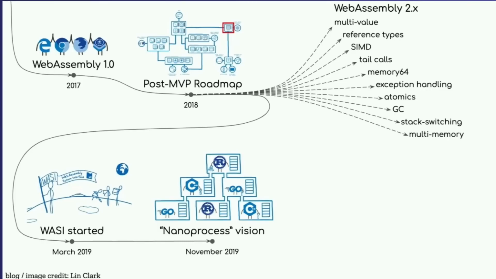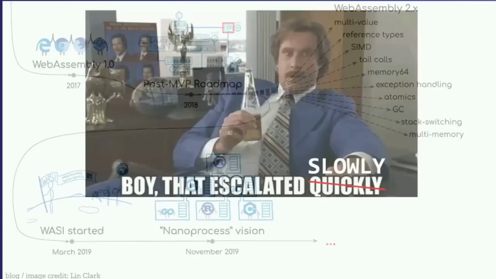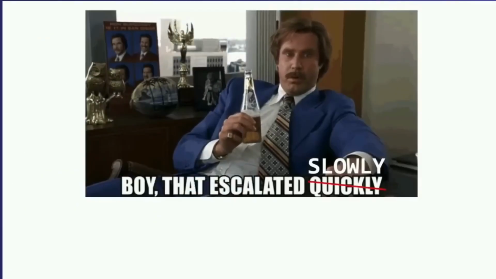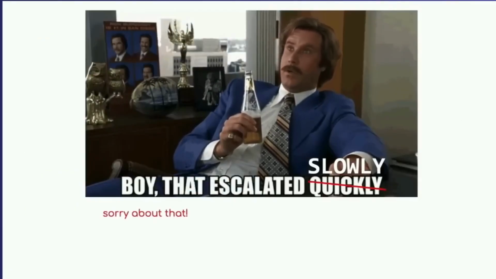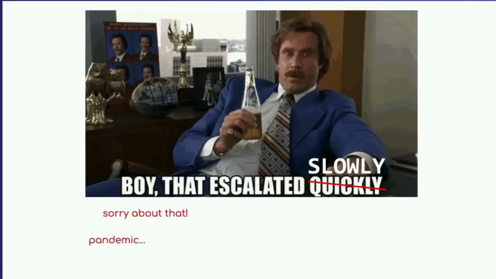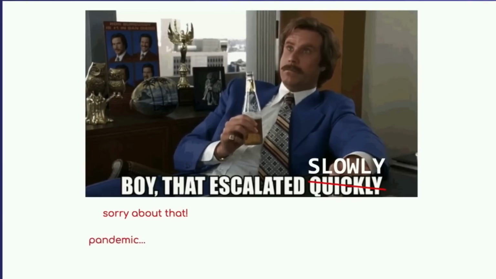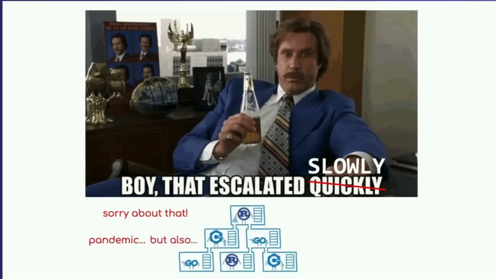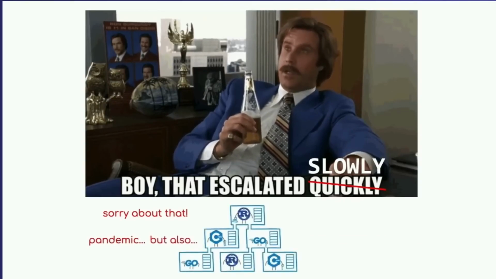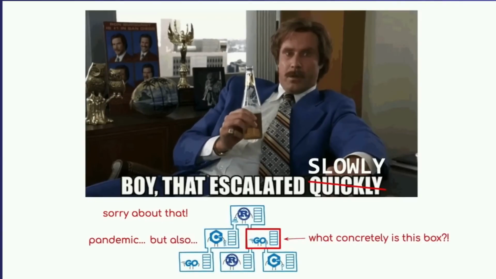And then there was a bunch of quiet. So, sorry about the delay there. There was a whole pandemic, and that didn't help. That caused some of us to have to switch employment situations. But in general, just digging into this nanoprocess model, asking, well, what concretely is this box?